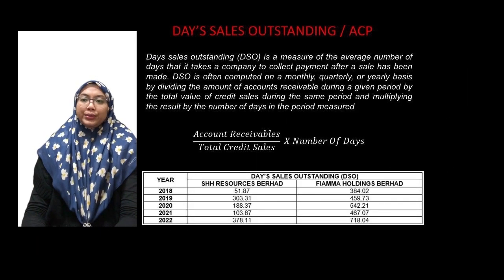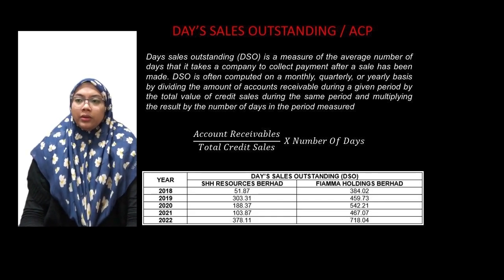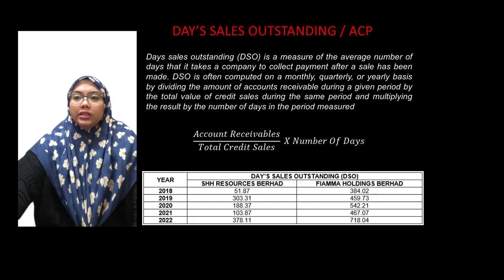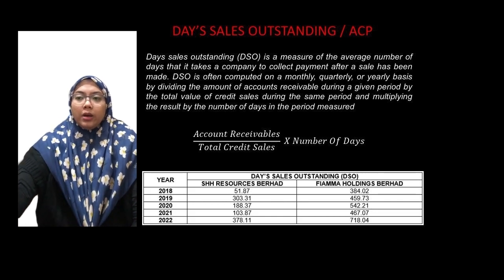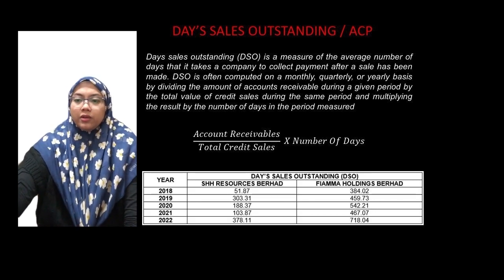Talk about DSO, days sales outstanding. It is a measure of the average number of days it takes a company to collect payment after a sale has been made. This is often computed on a monthly, quarterly, or yearly basis by dividing the amount of accounts receivable during a given period by the total value of credit sales during the same period and multiplying the result by the number of days in the period measured. The formula is accounts receivable divided by total credit sales multiplied by number of days.